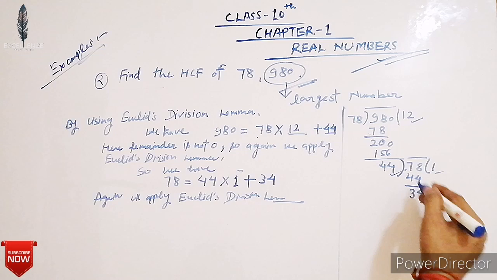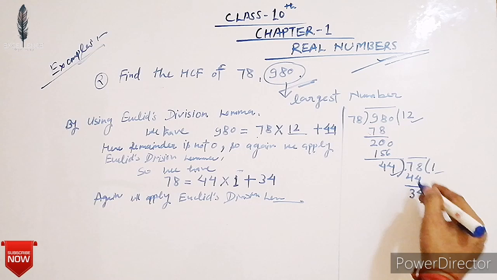So here 34 is equal to 10 into quotient. What will the quotient be here, 3 or 30? It is 3, and 4 is the remainder. So quotient 3 plus remainder 4. Here again 4 does not equal 0. So again we apply Euclid's division lemma.